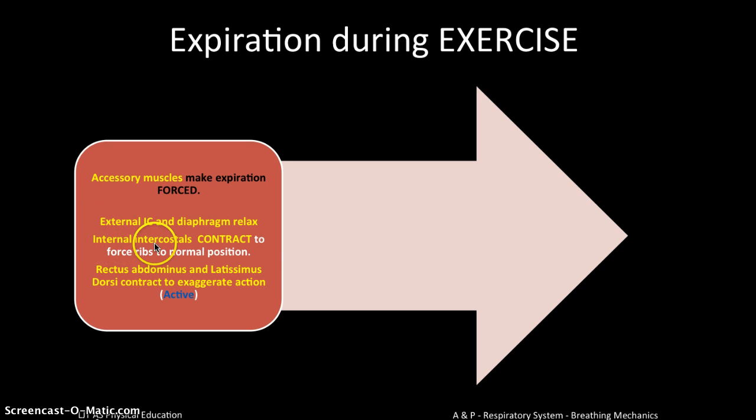We've got our internal intercostal muscles. They contract and pull the ribs down and in back to their normal position, actively pulling them in. We've also got other muscles like your abdominal muscles, rectus abdominis, and your latissimus dorsi, that contract also to exaggerate that forcing down and in action of the rib cage. So again, that makes it become an active process.